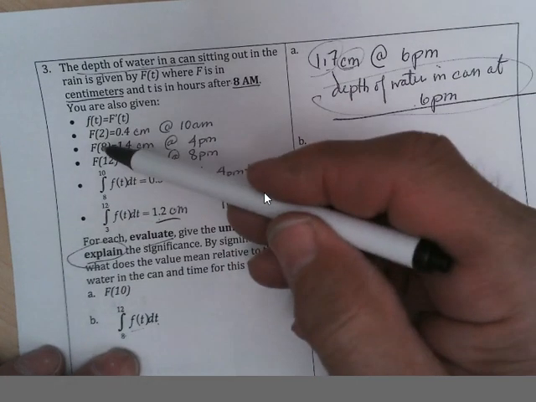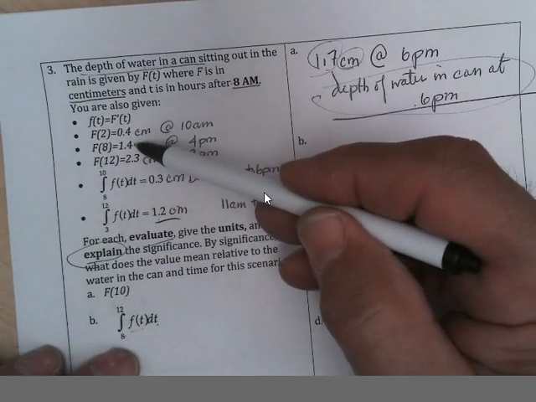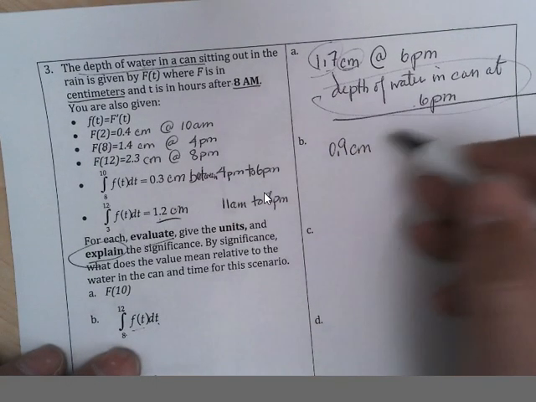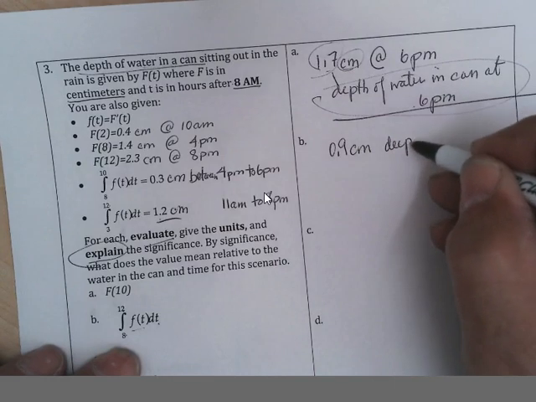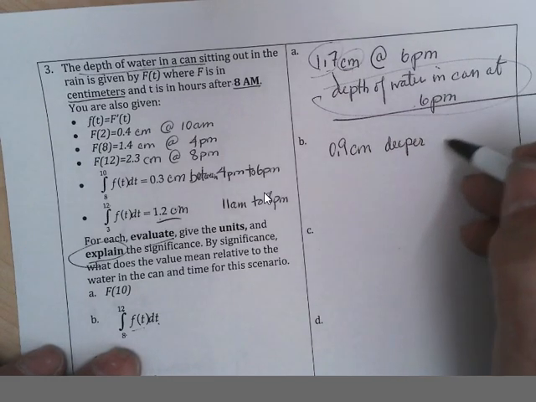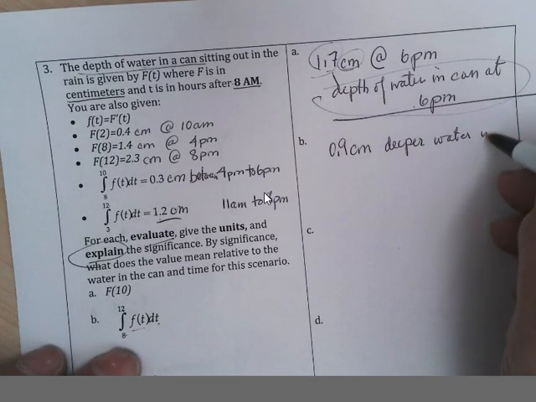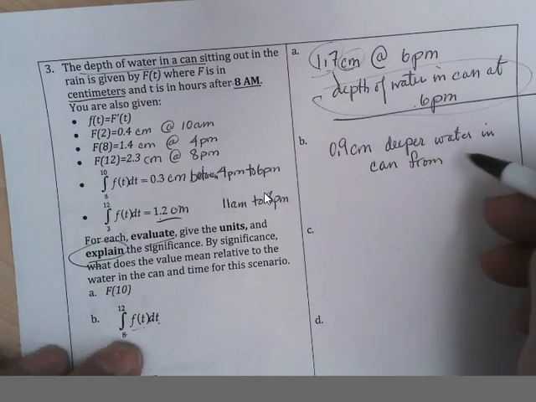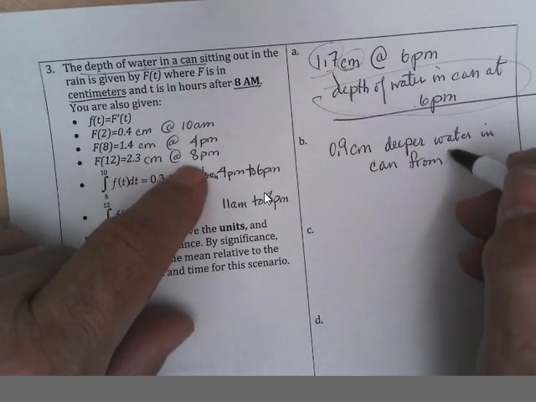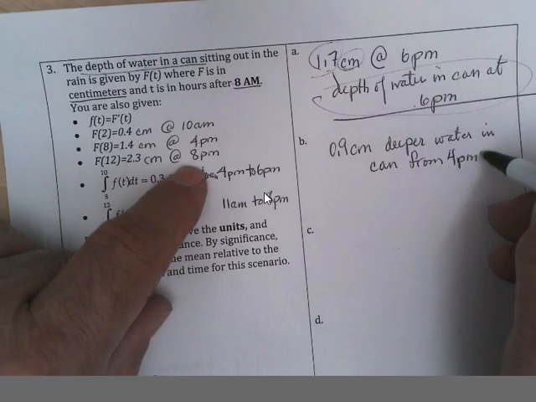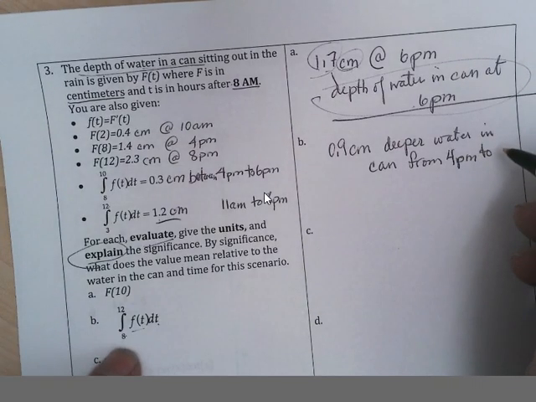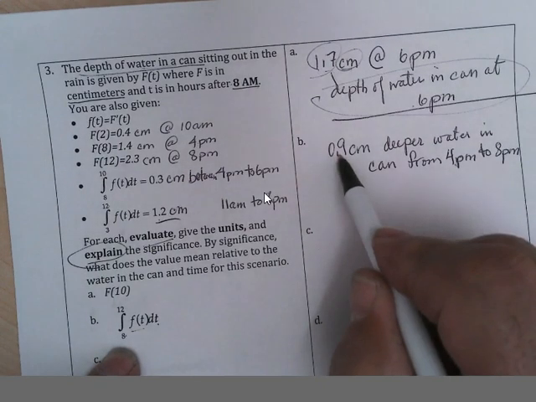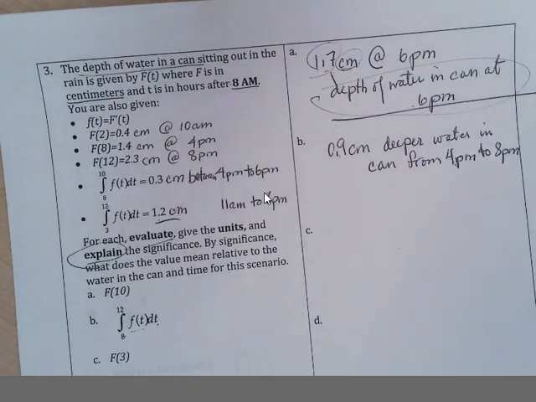And we want to know from 8 to 12. Oh, well, that went up 0.9. 0.9 centimeters deeper water, or more water depth in the can, so it increased by 0.9 from 8 hours after, which is 4 p.m., to 12 hours after, which is 8 p.m. From 4 p.m. to 8 p.m., the water in the can increased by 0.9 centimeters.